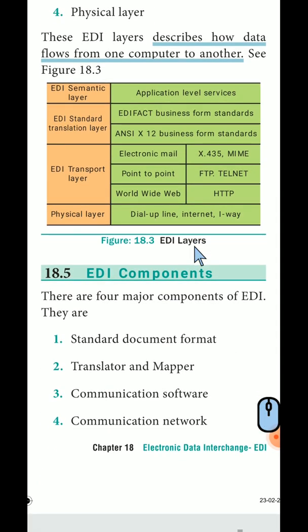And next we are going to see the components of EDI. We have 4 components in EDI. The first one is standard document format, then translator and mapper, communication software, and communication network. These are the components that are used to transfer that particular EDI document. We have the standard document format, that is the EDI format, and the next one is a translator and a mapper. By using this translator, the EDI document can be translated, and by using the communication software we are able to communicate those details to the receiving company through the communication network.